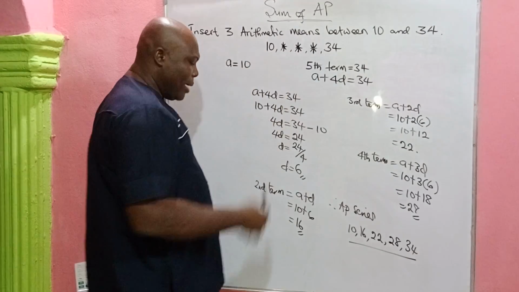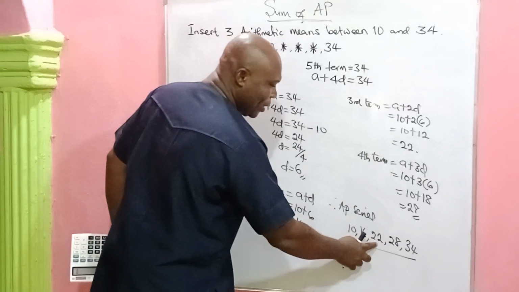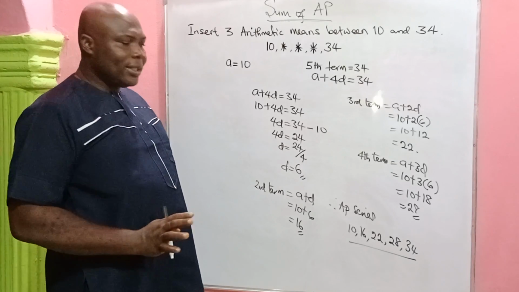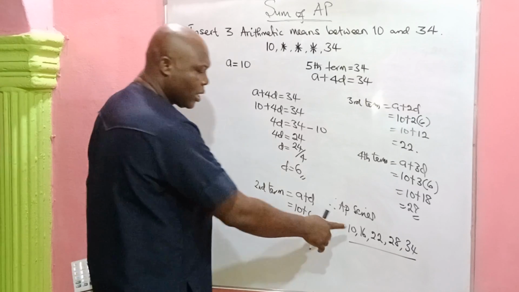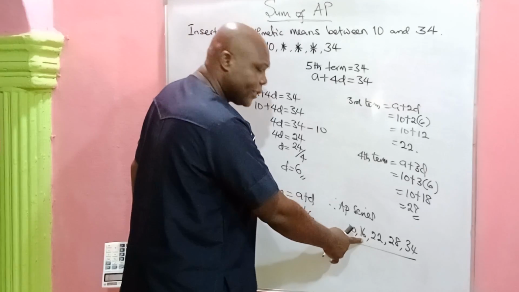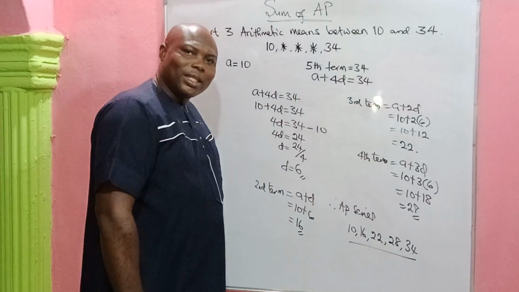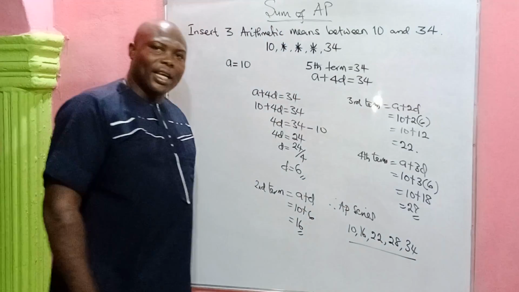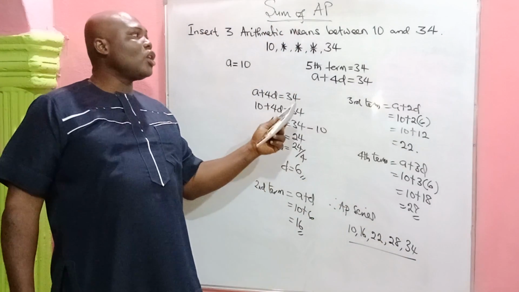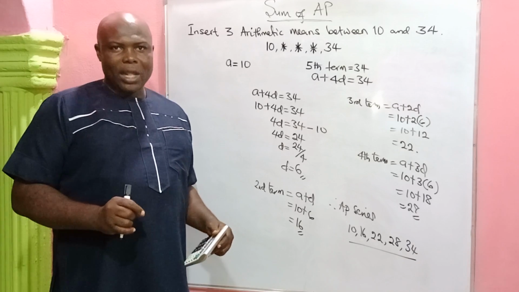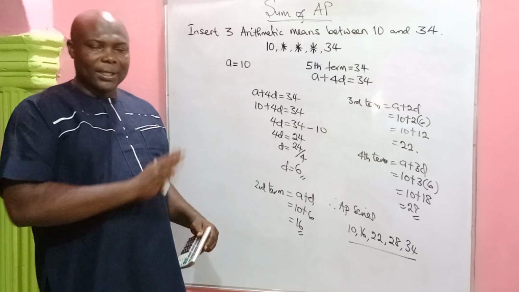The missing numbers now are 16, 22, and 28. And if you look at this AP series, you actually see that the common difference is 6. Because 10 plus 6 is 16. 16 plus 6 is 22. 22 plus 6 is 28. And 28 plus 6 is definitely 34. So that's how we solve such problems where some terms in an AP series are hidden and you are asked to find the hidden terms. It's as simple as that.